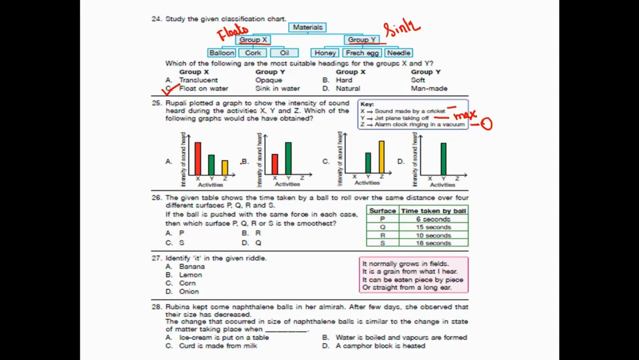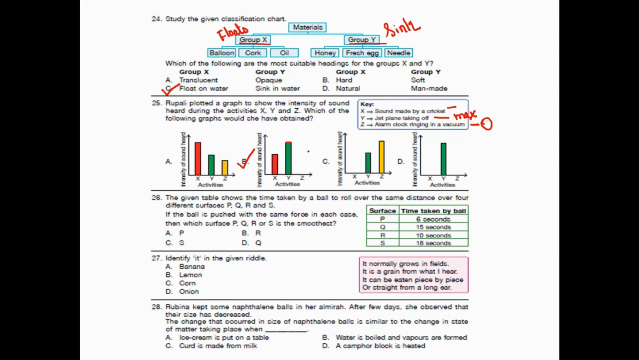So here we can see in graph B, this is the graph that shows the intensity of the sound. Y has the maximum amount of sound, made by the jet plane taking off. X is the bar indicating the sound made by the cricket, and for Z we cannot see any graph. So there will be no graph because an alarm clock ringing in a vacuum will not make any sound, right? No bar will be there. So B is the correct option.